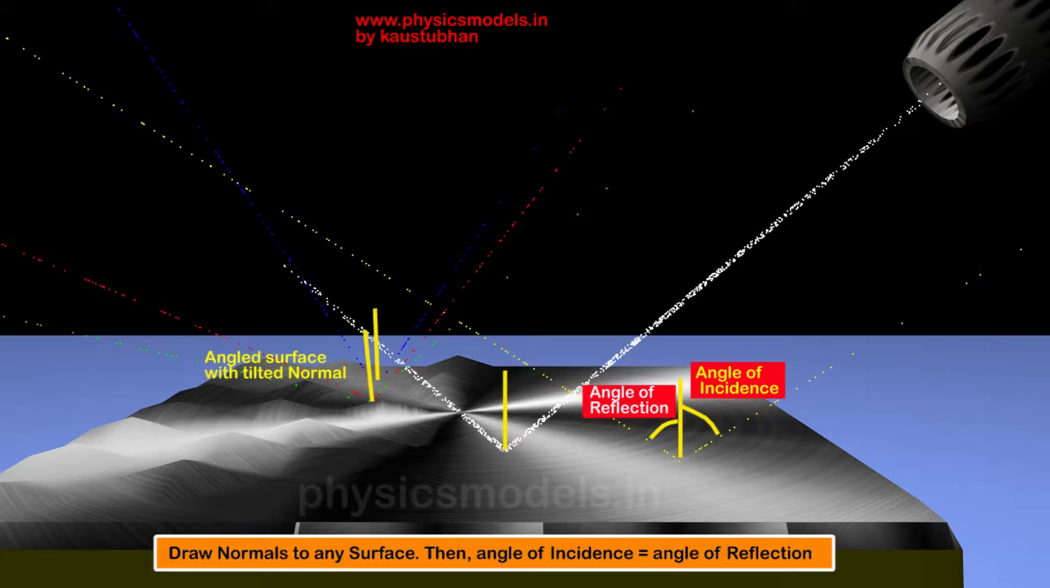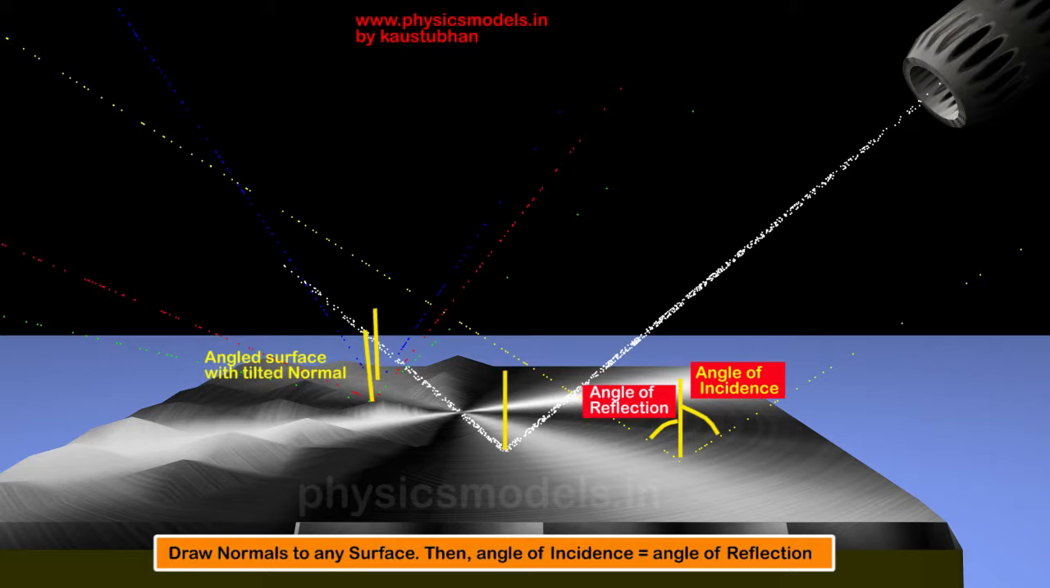So the first thing to do is to draw a perpendicular to each part of that surface where the beam is falling. So you can see those yellow lines. Each one of those yellow lines is called a normal to the surface. Then the angle at which the beam strikes that surface has to be measured with respect to this normal, not with respect to some other reference.